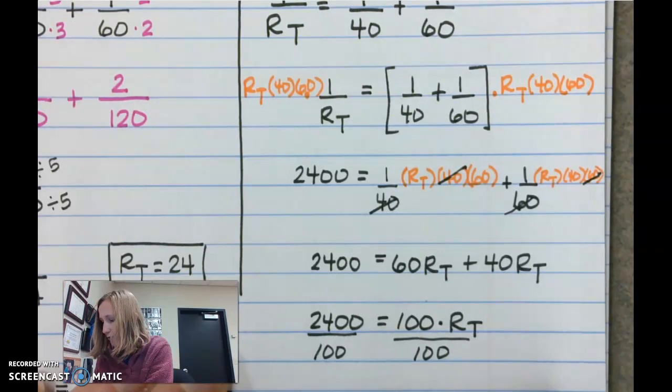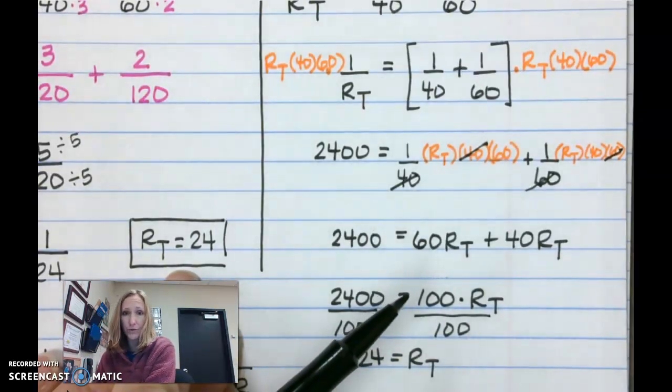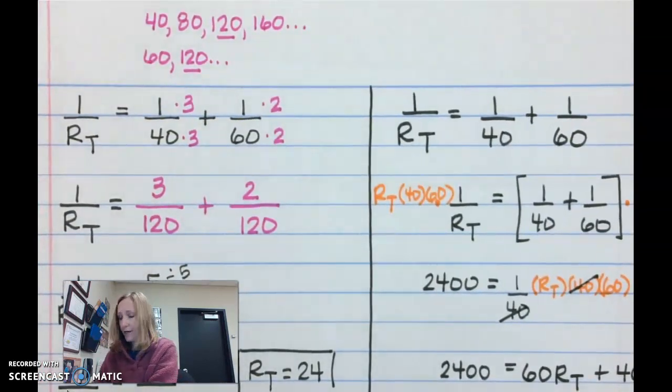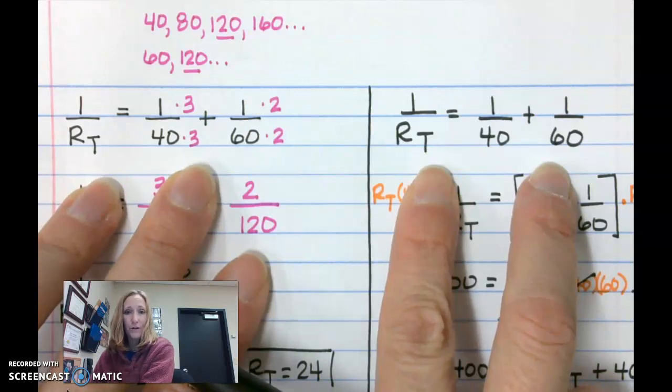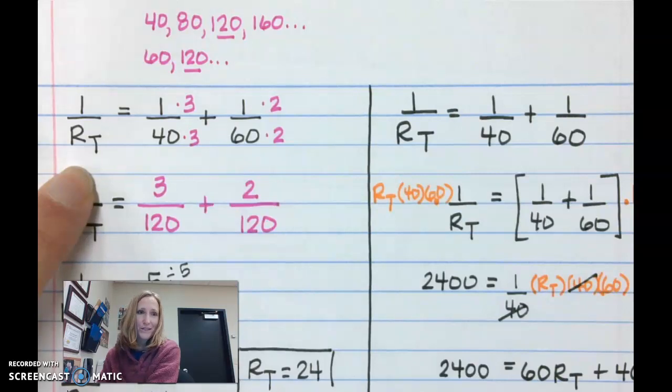2,400 divided by 100 gives us a total resistance of 24, which matches what we found using the other method that I showed you. So a couple of different ways that we could solve this rational equation. Call it a rational equation because our equation involves ratios or fractions where we've got variables in the denominator.